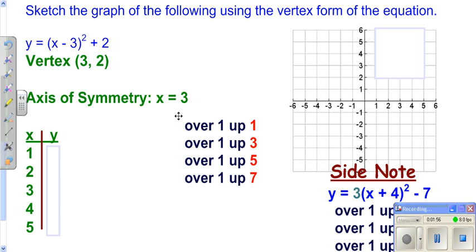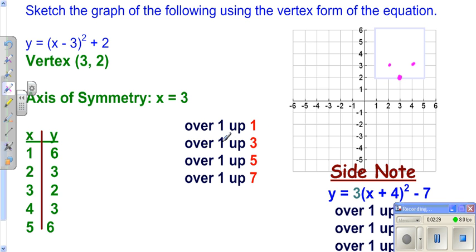Now there's a couple ways you could go about graphing this. You could make a t-chart. So you could choose a couple numbers on each side of 3 and plug those into your equation up here to figure out your y values and plot your points. However, there is an easier way. You could go to your vertex, 3 over, 2 up. Then you could follow this pattern here. Over 1, up 1. So over 1, up 1. And that works from both sides of your vertex.